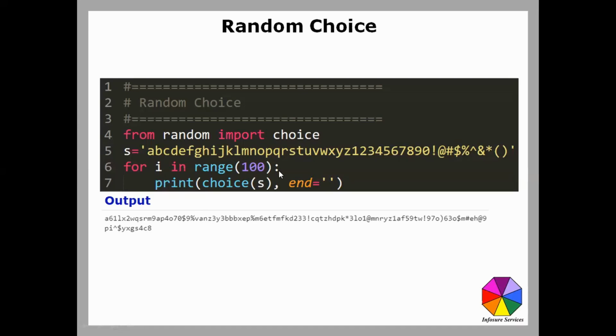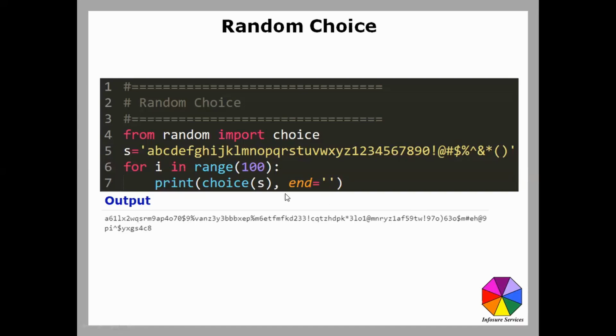For i in range of 100, print choice of S. Choice is this function. Choice of S means it'll pick one character and print. Since it's inside a print, with comma end equal to blank string, it will append horizontally. It will generate each character it picked, and just build like that.